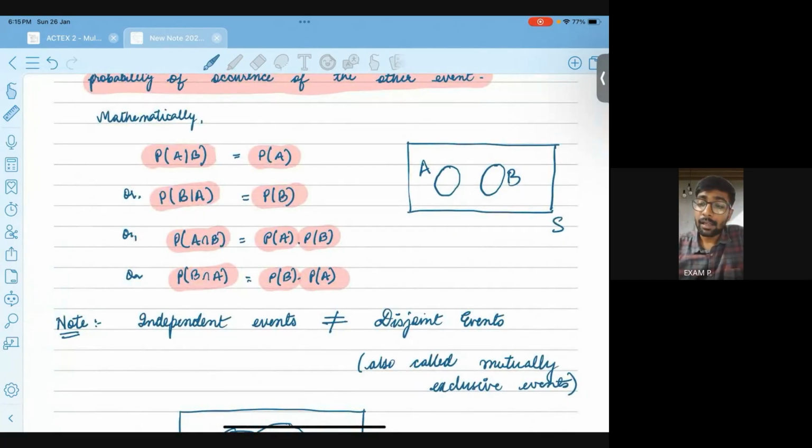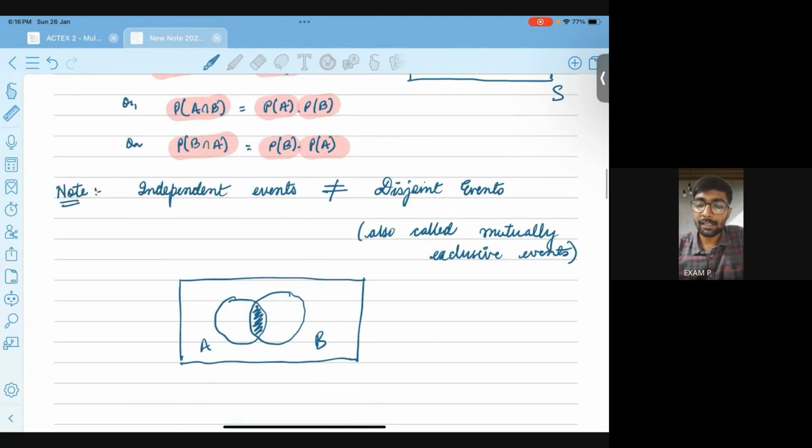Because you know that if A has happened, then clearly B won't happen. So that probability is not independent. In some sense it's dependent, because as soon as information is given to you about A, that means you get to know that B won't happen. So that's not independent.